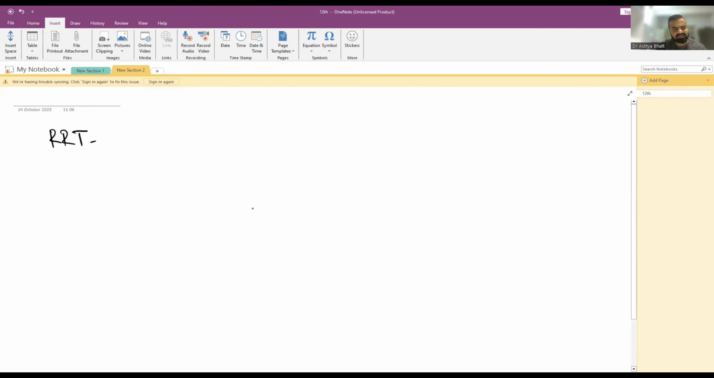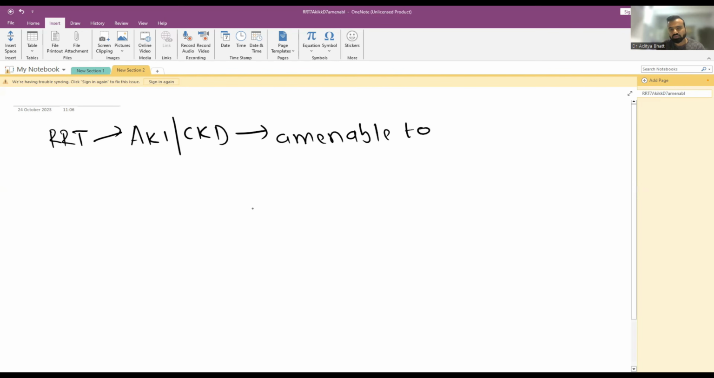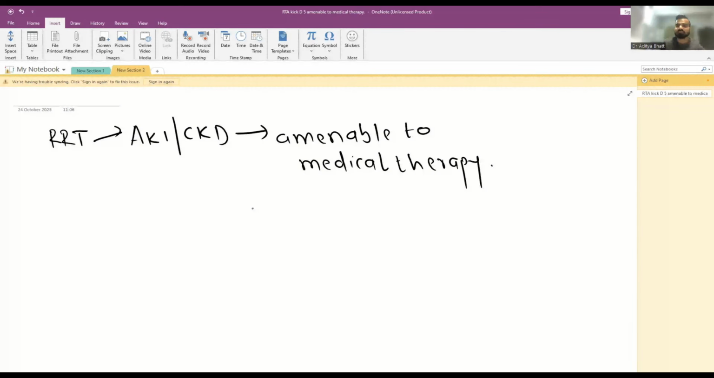So renal replacement therapy is usually used in patients who have either AKI or CKD who cannot be treated, or are not amenable to medical therapy. Imagine there are kidney complications like drug-resistant hyperkalemia, drug-resistant hyperuricemia, uremic pericarditis, or medical therapy resistant volume overload. Then you have to go for renal replacement therapy.